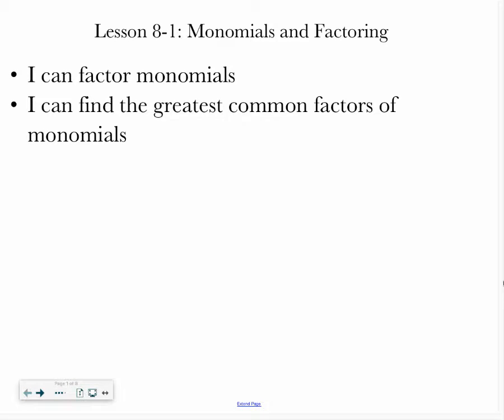Hello class, welcome to lesson 8.1, which is all about monomials and factoring. By the end of this lesson, you should be able to factor monomials and find the greatest common factor of monomials.